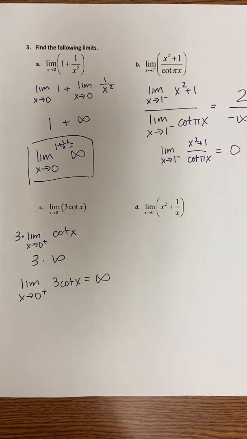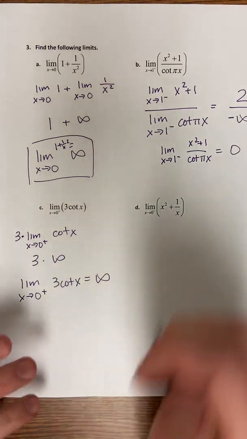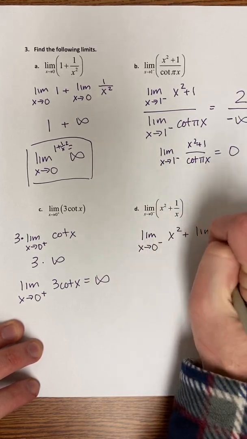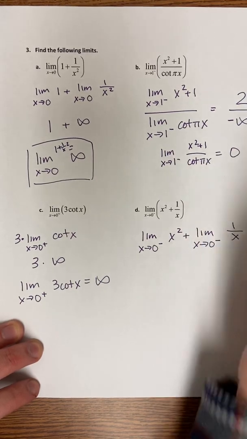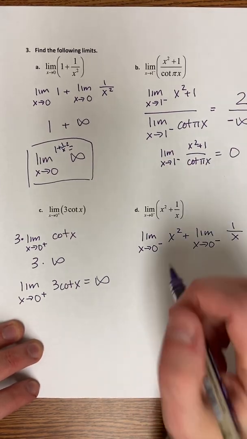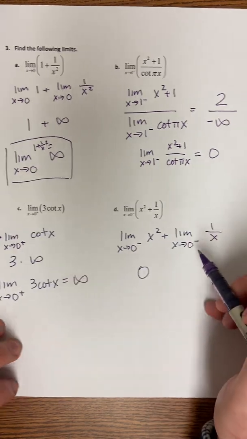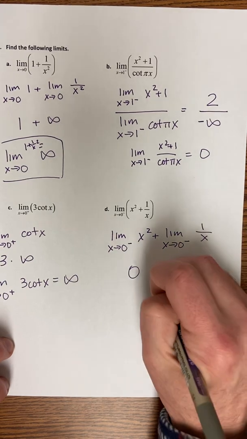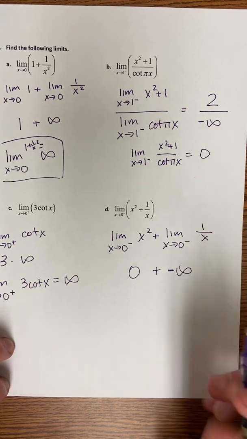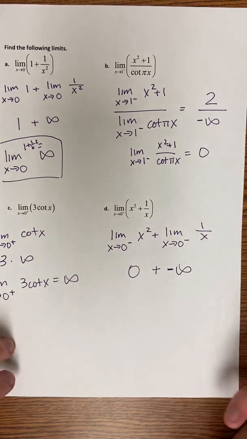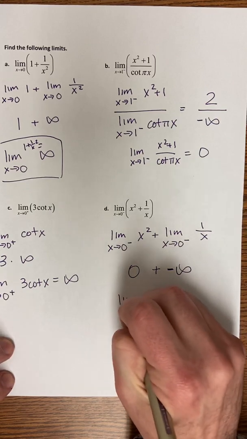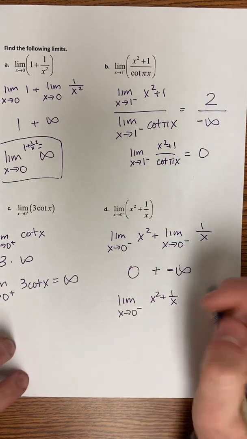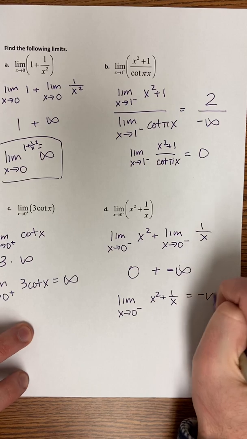And lastly, we can look at the limit as x approaches 0 from the left of x squared plus 1 over x. We can split it. As x approaches 0 from the left of x squared, this is just 0. As x approaches 0 from the left of 1 over x, we're going to take 1 divided by a very small negative, which should give us a negative infinity, because we're taking a positive divided by a small negative. And 0 plus negative infinity means the whole thing, x squared plus 1 over x, as x approaches 0 from the left, is essentially decreasing without bound.